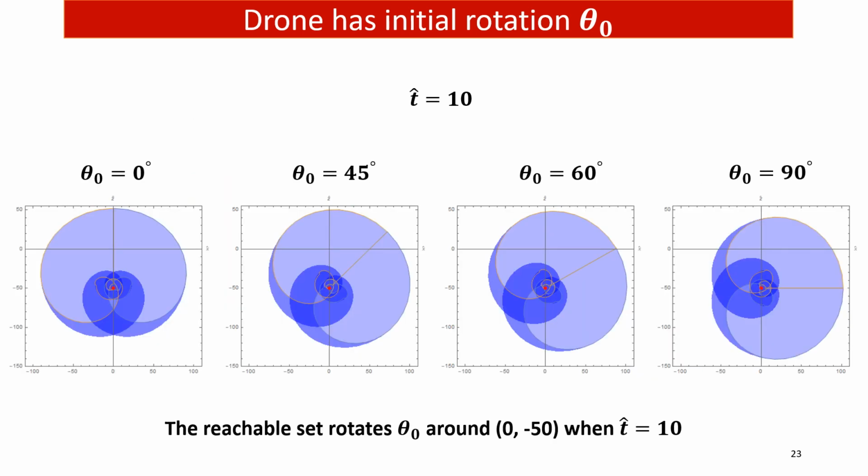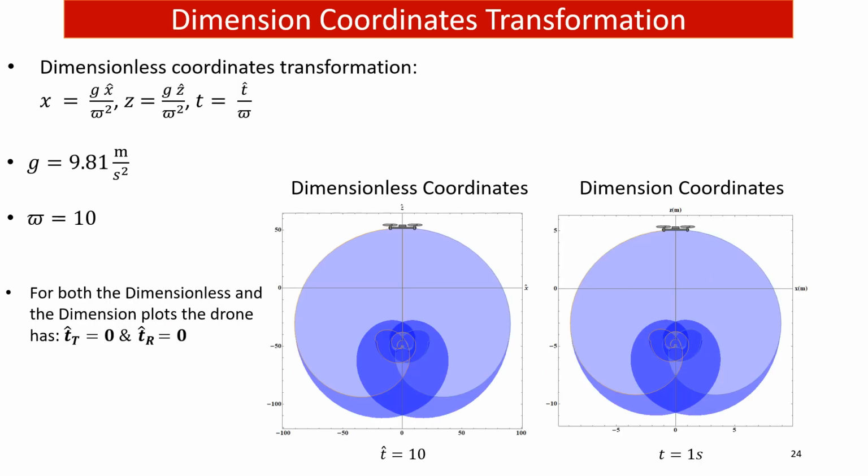This slide shows the reachable set with different initial orientations. All that we did was in the dimensionless coordinates. To transform back to the dimensional coordinates, we need to use these equations. Here also, we are showing the reachable set for a drone in the dimensionless coordinates when t hat equals 10, and in the dimensional coordinates when t equals 1 second.